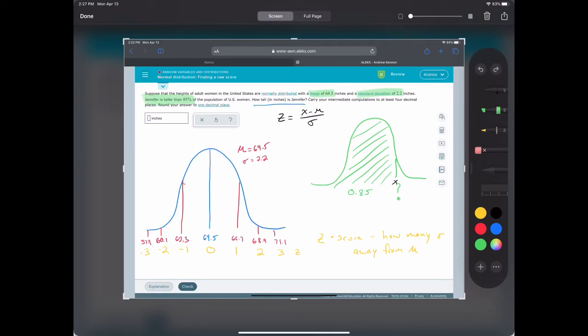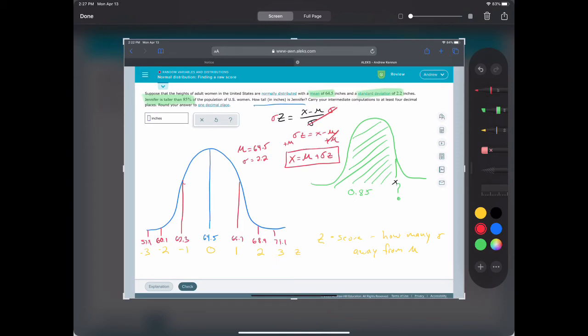Since we are looking for x, we can rearrange this formula by solving for x. We multiply by our standard deviation, which cancels out, so we have the standard deviation times z equals x minus the mean. Now to get x by itself, we add the mean over, and that cancels out. Now we have x equals the mean plus the standard deviation times z. If we use this formula, we should be able to get our answer.